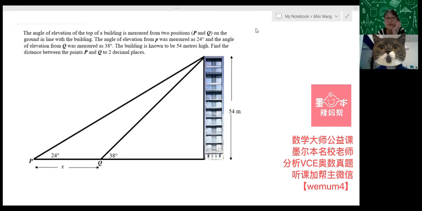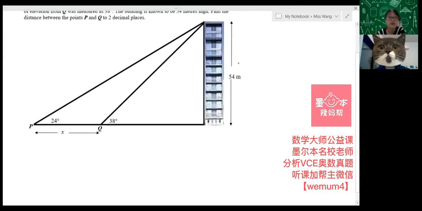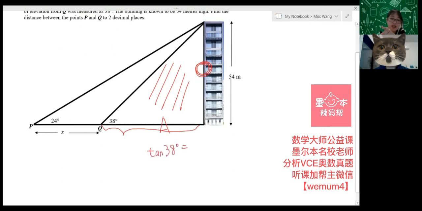I don't know if I did this correctly, but I think it's because the opposite is 54, and that means we have to use tan. Because this one is opposite. So now if I look at this triangle here, opposite and adjacent, I can find this length here. Yes, you are correct. We need to use tangent. So tangent 38 is 54 divided by, let's call this length y, the length from here to here. So now I can work out my y.